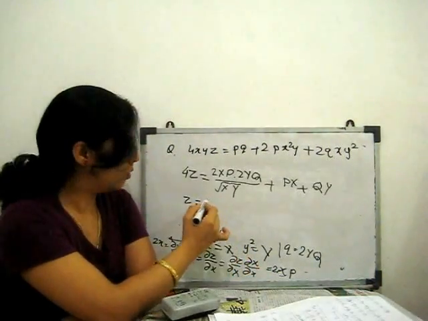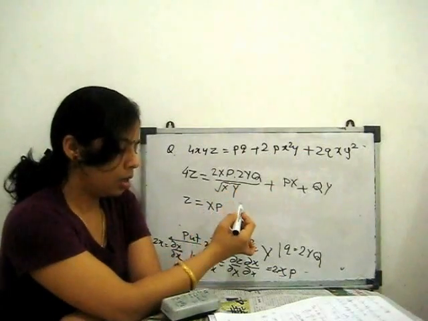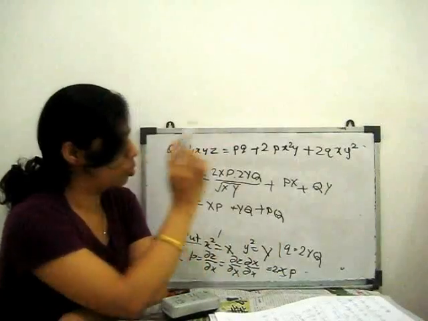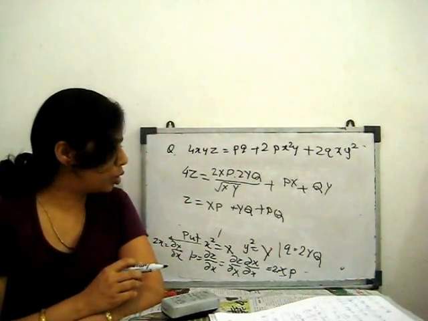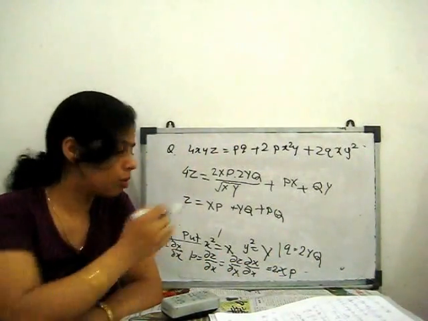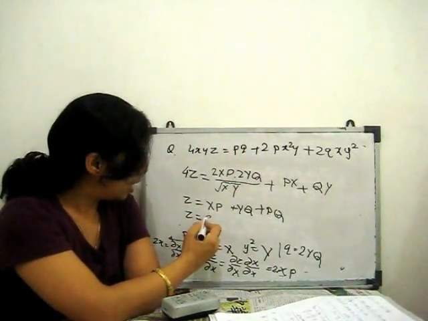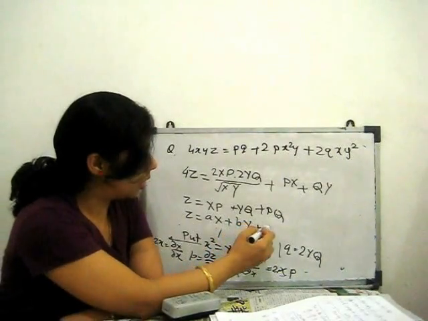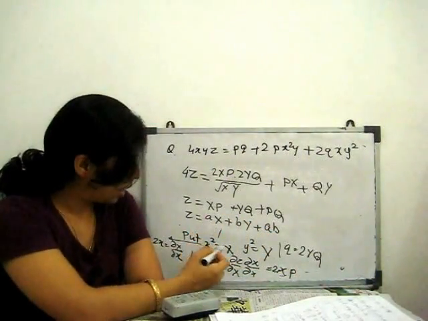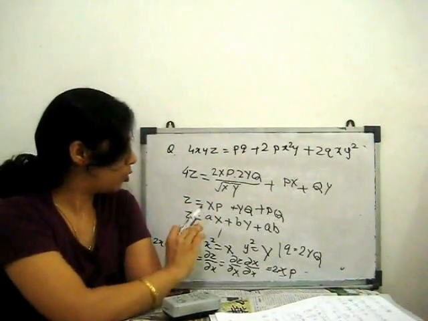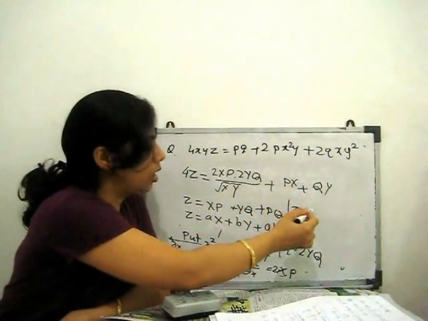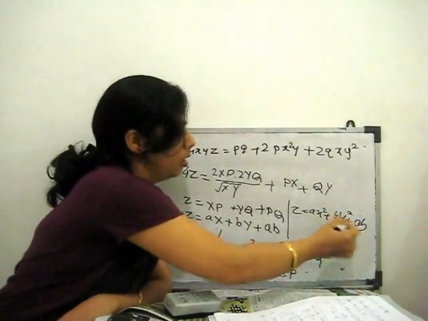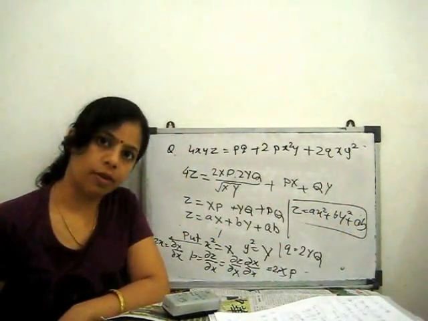Now it converts into z equal to Xp plus Yq plus pq, with capital P and Q. It is in Clairaut's form. We substitute capital P equal to a, capital Q equal to b. Our solution is z equal to aX plus bY plus ab. Now X is x square and Y is y square. We replace, then z is equal to ax square plus by square plus ab, which is the required solution of the given question.